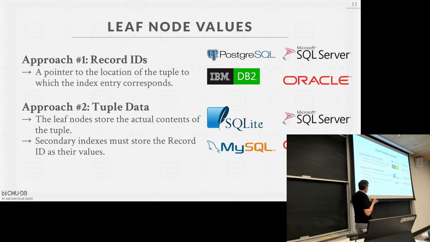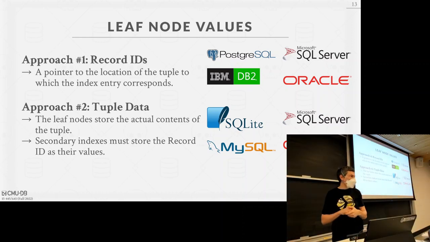Right? So again, in MySQL, when I do a lookup on the primary key, I'm going to traverse a B+Tree like we're talking about here. But when I land on that leaf node, there's the tuple I need immediately. Right? And I don't have to do an extra lookup. And there are pros and cons for these different approaches.